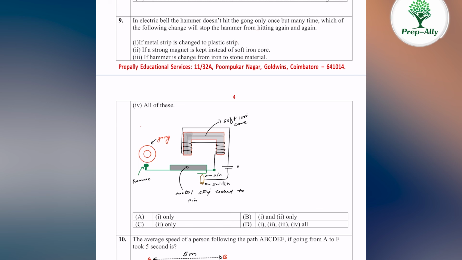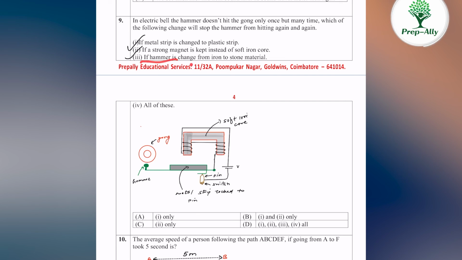So first is fine. Second, okay, we will take it. Second is, if a strong magnet is kept inside of soft iron core. Now see, the soft iron core's use is to increase the magnetic effect due to the current. Now if I have kept here a magnet, what will happen is that this metal strip will be attracted by the magnet and it will stay there itself. It will be attached to this magnet. That means the current won't even flow. That means again, no hitting again and again will happen. So second is also fine.